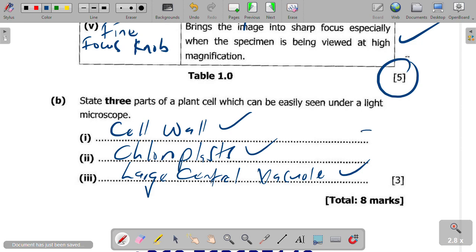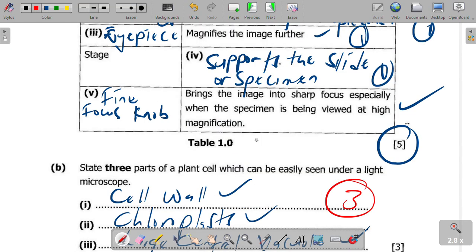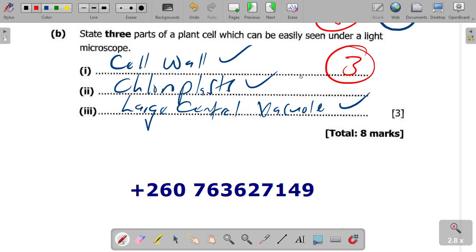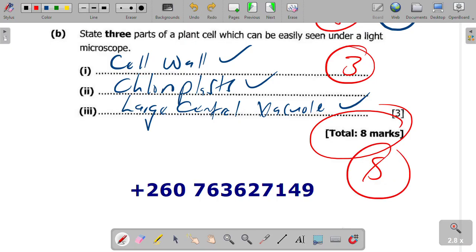Here you have your 3 marks, and here you have your 5 marks. What is the total together? It's actually 8 marks. Okay, 8 marks.